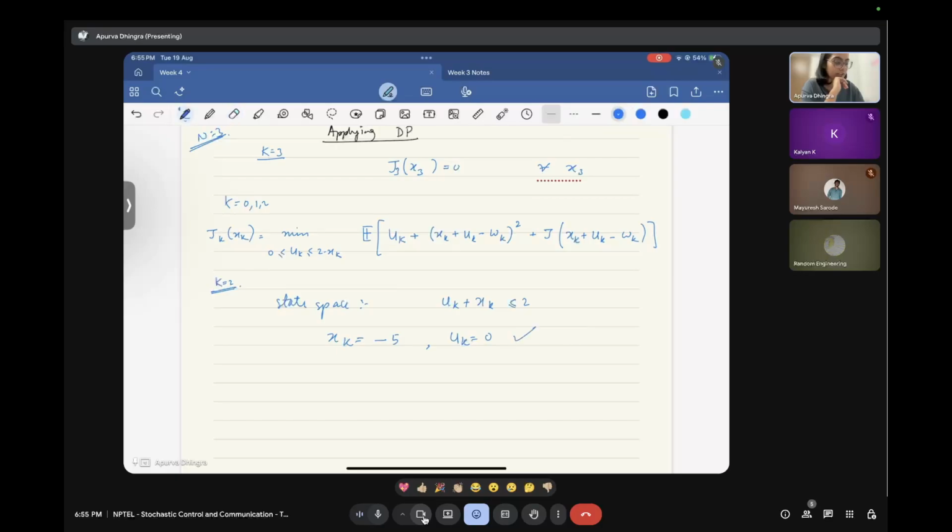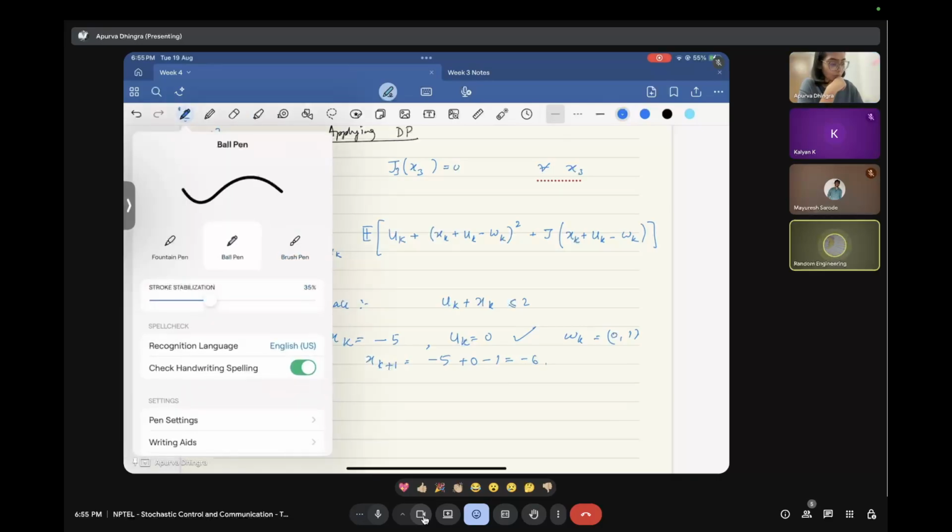Now let's say I add wk to this. My wk is just 0 or 1. After adding, is it still allowed? Obviously, xk plus 1. Meaning my xk plus 1 now became -5. Let's say uk is still just 0 only. It became -6. And there's nothing stopping it from going in negative values.